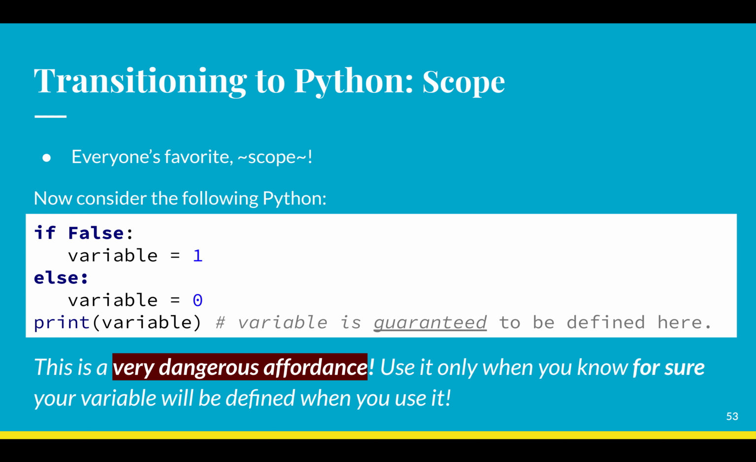It's really good style to do, if you're going to write code like this, say if false, variable is 1, else variable equals 0. So this is a binary condition, meaning that either the if block gets executed or the else block gets executed. But we're guaranteed that one of those blocks will get executed, and for this reason, printing variable is totally fine here because variable will always be defined.